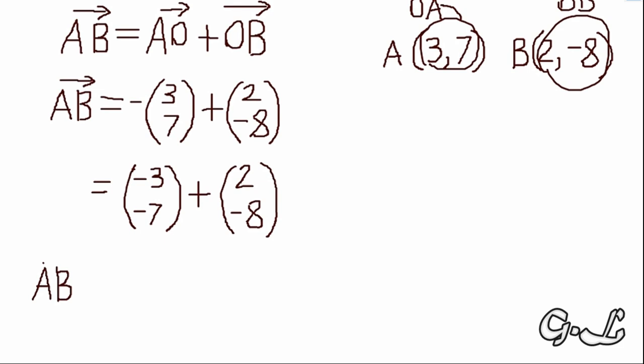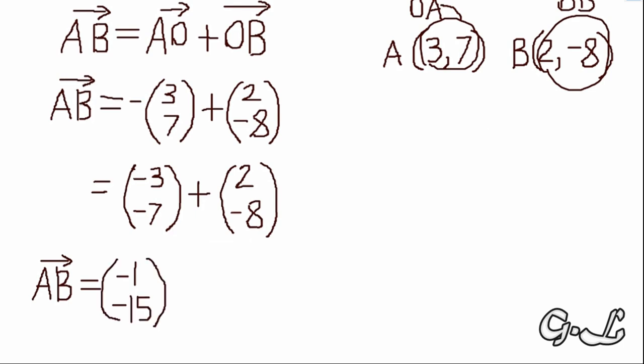So vector AB is equal to, -3 is corresponding with +2. We're going to add those two, since there is an addition sign between those two vectors, which are vector AO and vector OB. So negative 3 plus 2 will give you negative 1. Again, we also have another pair corresponding to each other: negative 7 and negative 8. So negative 7 plus negative 8 will give you negative 15.